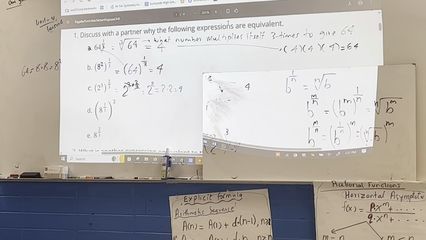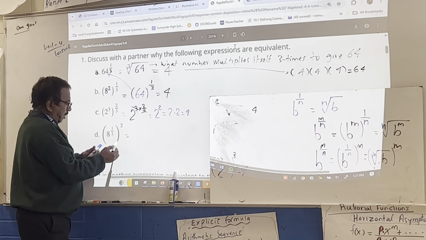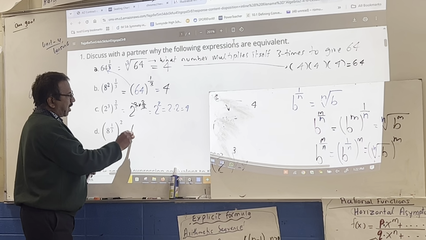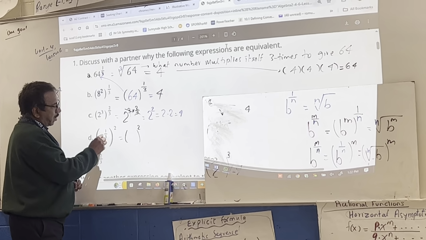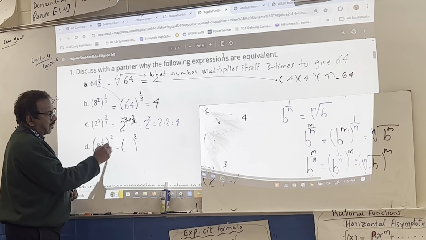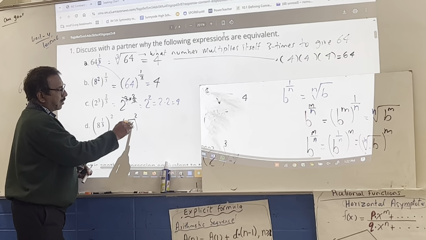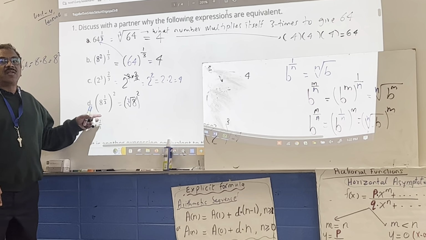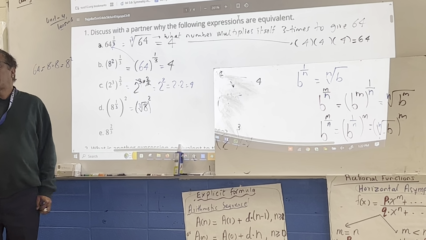Agree? Then D. How do we do D here? Now watch this. Inside the parenthesis there is 8 raised to 1 over 3. The blue 3 will come under the radical. You can write this as that. So this piece in the parenthesis can be written as cube root of 8.